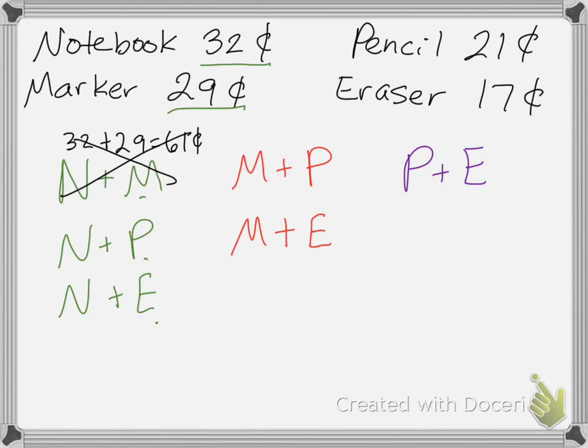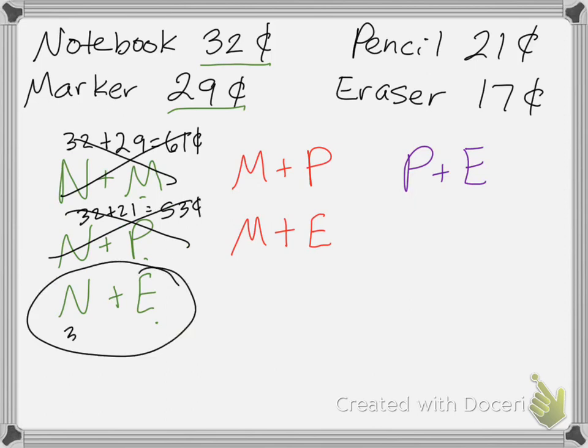Okay, so the notebook and the pencil would be 32 plus 21, and that equals 53 cents. So again, that's too expensive. The notebook and eraser he could get, because 32 plus 17 equals 49. So he has enough for that one.